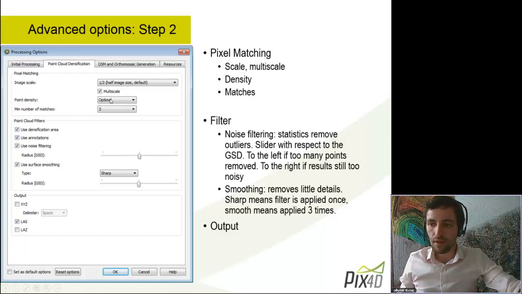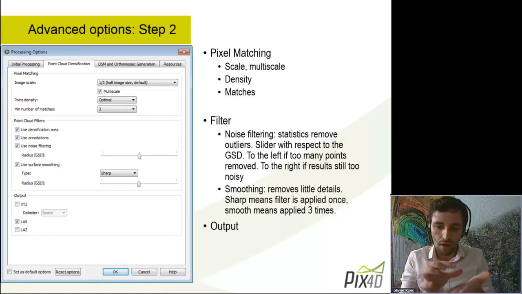By default, the setting is set to optimal, which is, again, for most typical cameras, a good way of going from pixel to pixel. By choosing a lower density, you may have 4 times less points, but also the processing will be 4 times faster than if you didn't select this option.